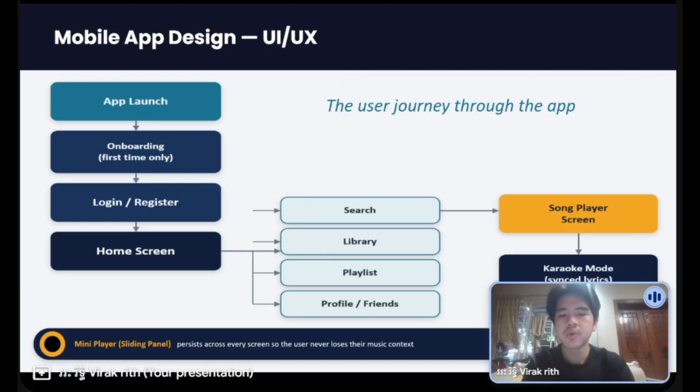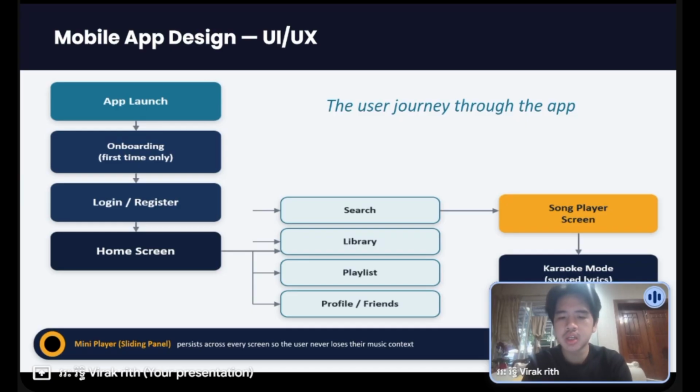So here is our full user journey. After launching, the user sees the onboarding screen, and then they can register or log in and land on the home page, which shows the recommended songs and the training content. From home, the user can search for a song, browse their library, and also manage a playlist or check their profile or friends.